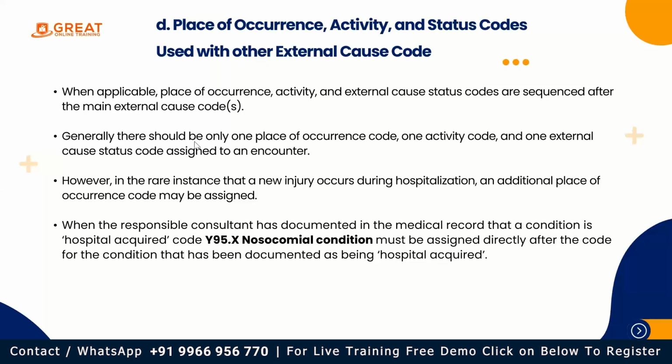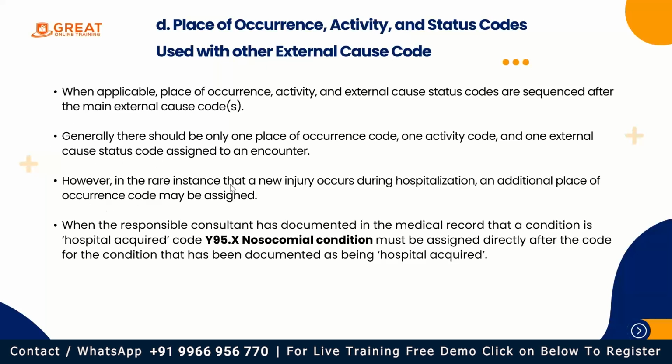Okay. Generally, there should be only one place of occurrence code, one activity code, and one external cause status code assigned to an encounter. Okay. So we can use multiple external cause codes like insect bite or fall, but generally we should only use one external cause code for place of occurrence, activity code, and external cause status code. Status code we learned yesterday. Okay, those are status codes.